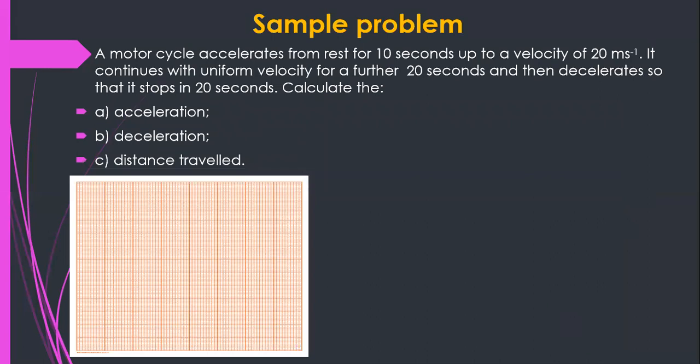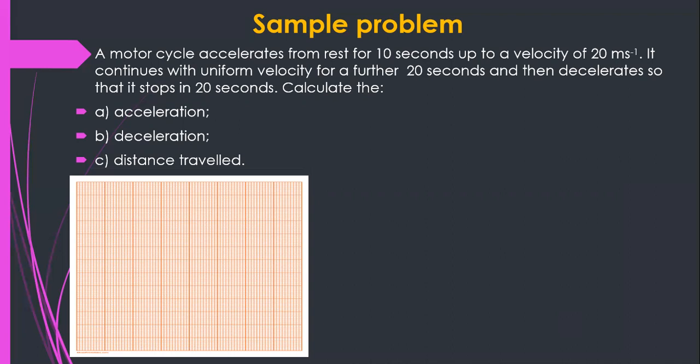Okay, so let's look at an example of how to do this by ourselves. We've got a first example here. A motorcycle accelerates from rest for 10 seconds up to a velocity of 20 meters per second. It continues with uniform velocity for a further 20 seconds and then decelerates so that it stops in 20 seconds. Calculate A, the acceleration, B, the deceleration, and C, the distance traveled. So we need to first plot a graph for this entire journey. I'm going to make a rough sketch of the graph and then we transfer it onto the graph sheets.